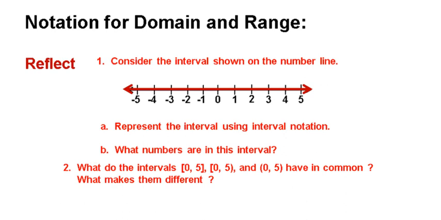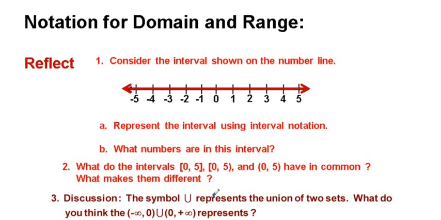Next, discussion. The symbol U represents a union of two sets. What do you think that the interval from negative infinity to 0, union 0 to positive infinity represents? Okay, what this means is all real numbers except 0. And so on a number line, what this would look like is this crazy looking thing here. You draw 0, and on the number line itself, you have an open point here, and to the right, you're going toward infinity, and to the left, you're going toward negative infinity. So that's what that crazy thing is.